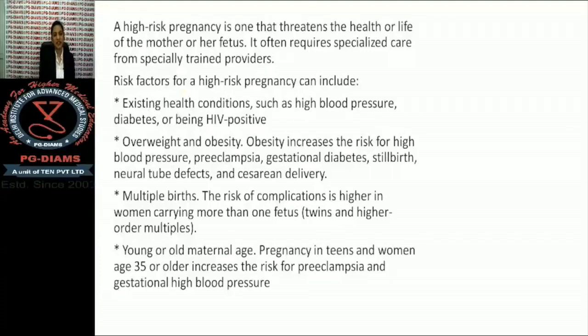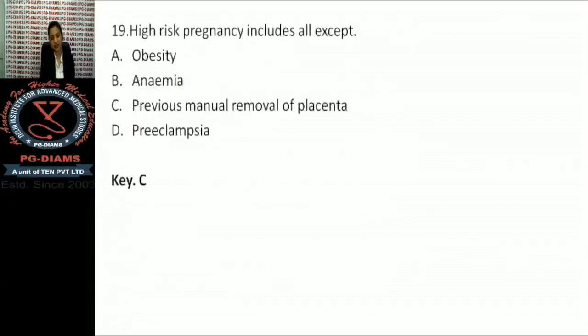There are certain high risk conditions. High risk conditions can be pre-pregnancy. Before the pregnancy itself, she is a high risk patient. These conditions would be: she is a patient of high blood pressure, diabetes, HIV positive, overweight or obese, or she is pregnant with multiple fetuses, she is very young or older than 35 years of age. These are high risk pregnancies.